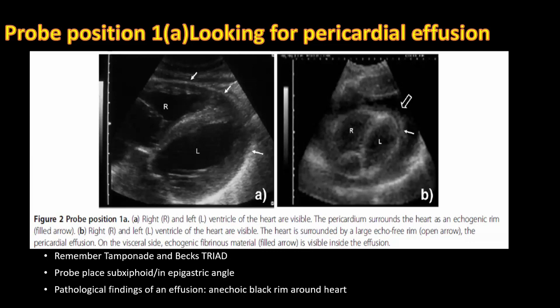And then any chest x-ray that has cardiomegaly in an HIV positive patient, we should definitely be putting a probe on and looking to see: is there a pericardial effusion? For the probe position, we want to look in the subxiphoid region and the epigastric angle, and we want to scoop under the ribs and aim cranially. Pathologically, we will see an anechoic or black rim which separates the visceral and the parietal pericardia.